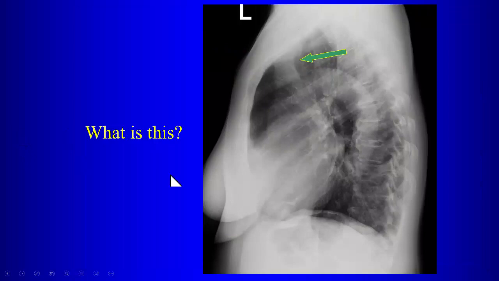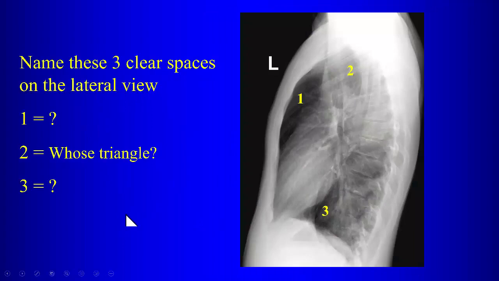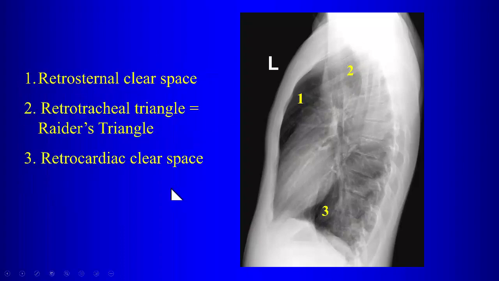This guy here is SVC, that is the superior vena cava. This guy here is IVC, that is the inferior vena cava, right. There are three relatively clear spaces on the lateral chest radiograph. This is retrosternal, this is retrocardiac. There's a triangle here that is called Raider's triangle, or the retrotracheal triangle. The borders of Raider's triangle: the anterior border is the trachea, the posterior border is the spine, the anterior border of the vertebral bodies, and the inferior border is the aorta, right. So those make up the borders of Raider's triangle, okay?